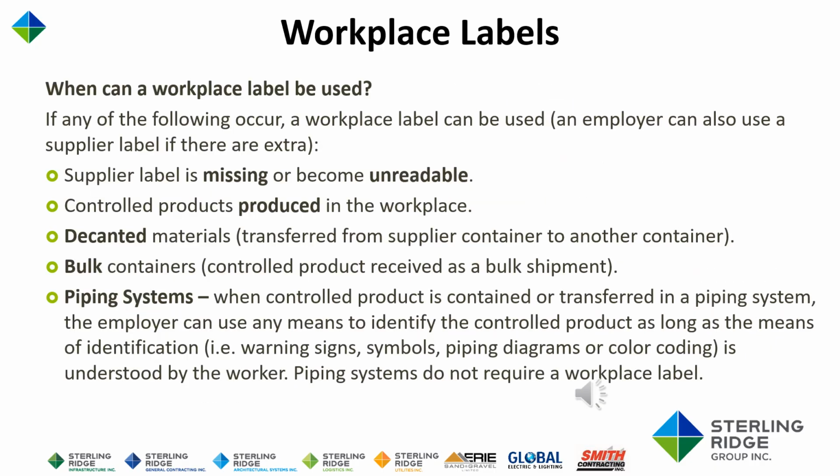When can a workplace label be used? If any of the following occur, a workplace label can be used. An employer can also use a supplier label if there are extras. The supplier label is missing or has become unreadable. Controlled products produced in the workplace. Decanted materials, transferred from the supplier container to another container. Bulk containers, controlled product received as a bulk shipment. Piping systems, when controlled product is contained or transferred in a piping system.